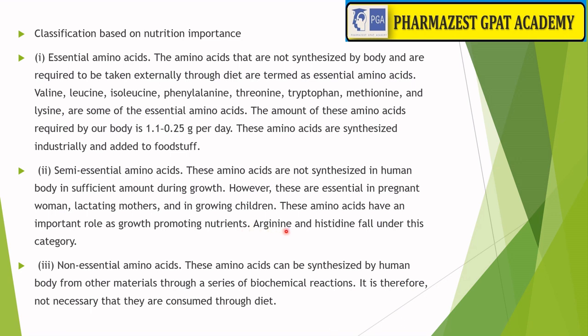Examples are arginine and histidine, which fall under this category. The examples of semi-essential amino acids are arginine and histidine.